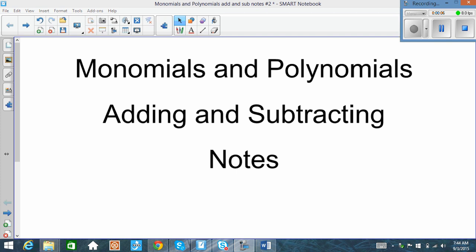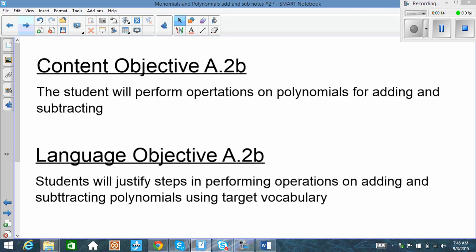We're going to take notes on monomials and polynomials, adding and subtracting. Content objective A.2b: the students will perform operations on polynomials for adding and subtracting.